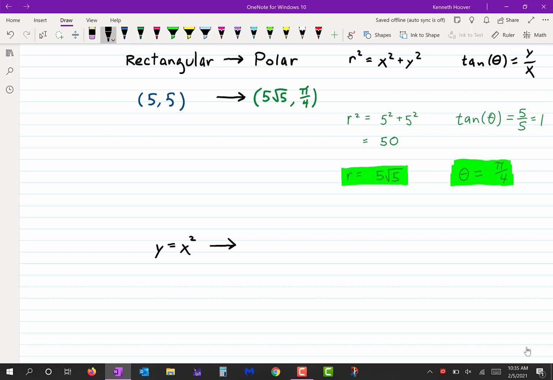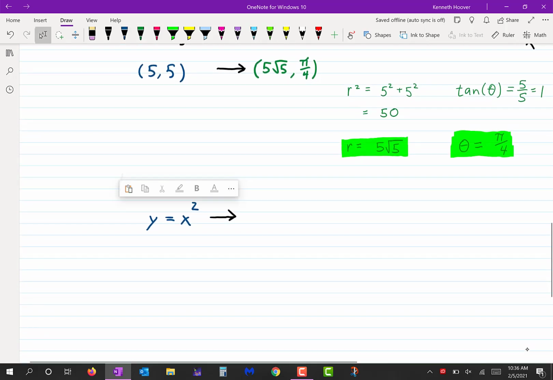And I want to convert that. Let me write that in blue, okay? And I want to convert that into a polar equation instead of a rectangular equation. Okay, that's pretty straightforward. I just need to show you something again.